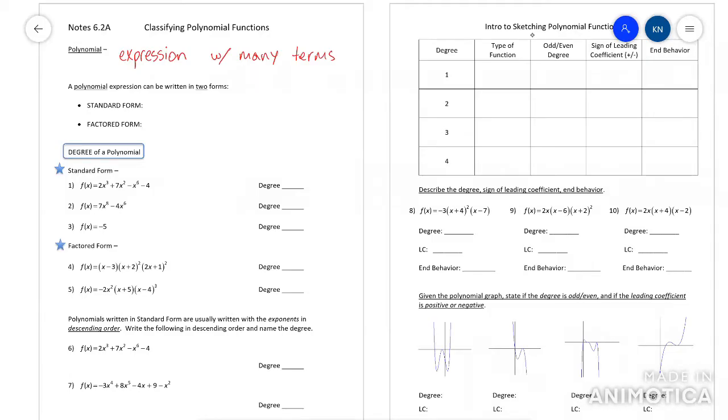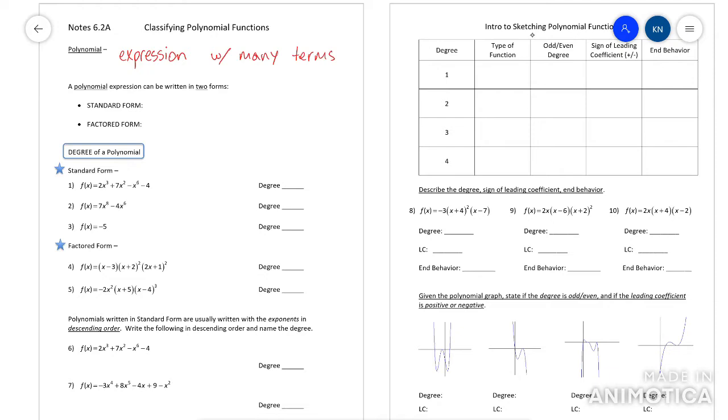All right, this video is going to go over 6.2a polynomials. Basically, a polynomial is just an expression with a bunch of terms. So you can have it in either standard or factored form. Standard form looks like this. It is not factored. And factored form would look like this. All right, so keep that in mind.